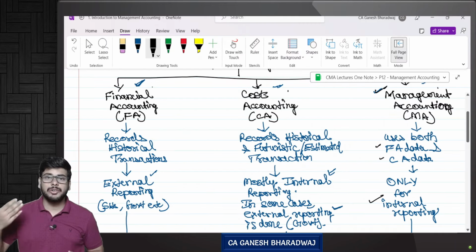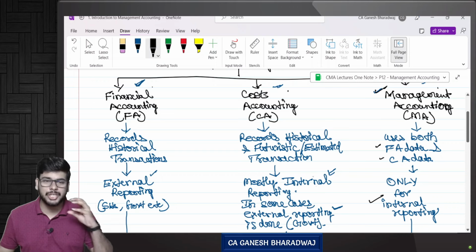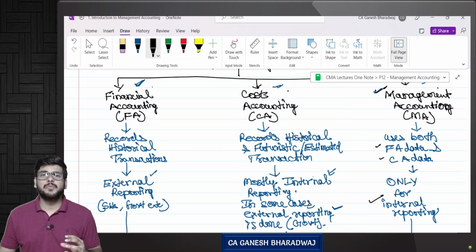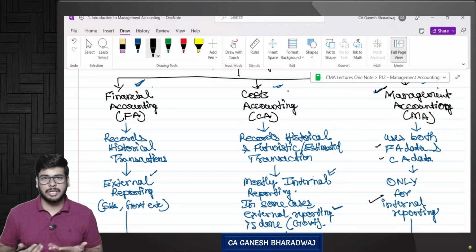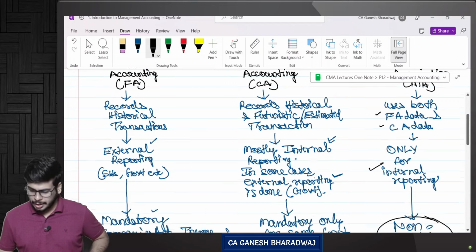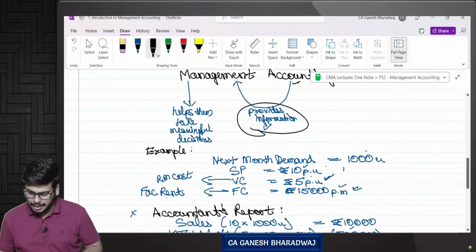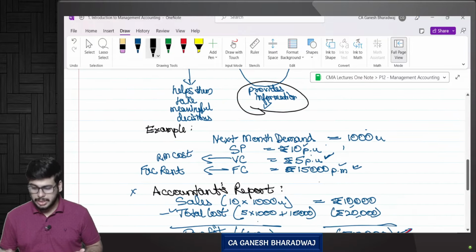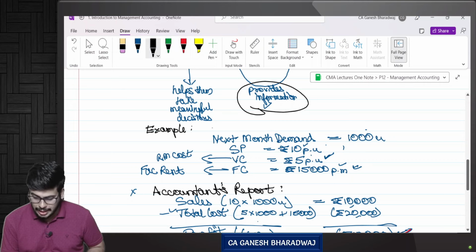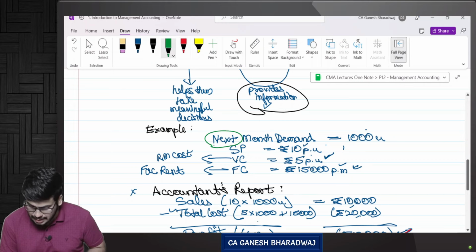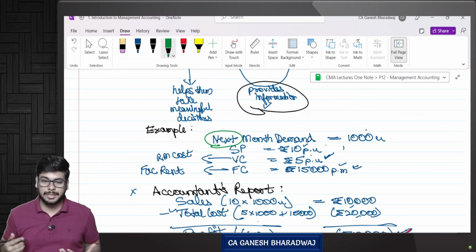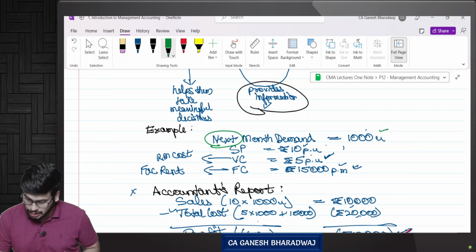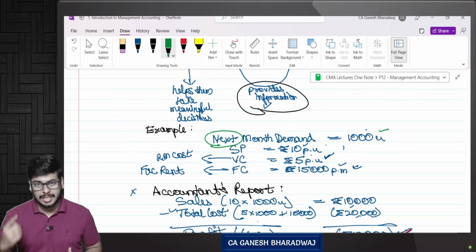Whenever there is a decision-making element involved, you take the decision before a transaction happens, not after. You take it only before, correct? Right now, in this example itself, I told you the company wants to see where they are going to stand next month, whether to continue or to shut down is the question. So we are dealing with futuristic demand. Next month, will it exactly be 1,000 units? Will it exactly be the demand?